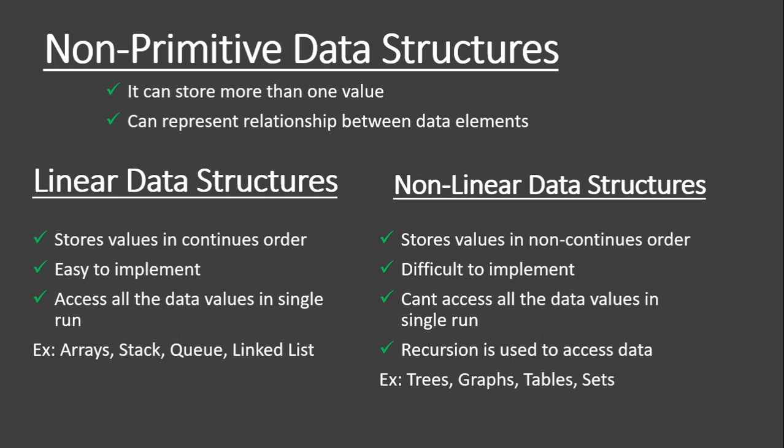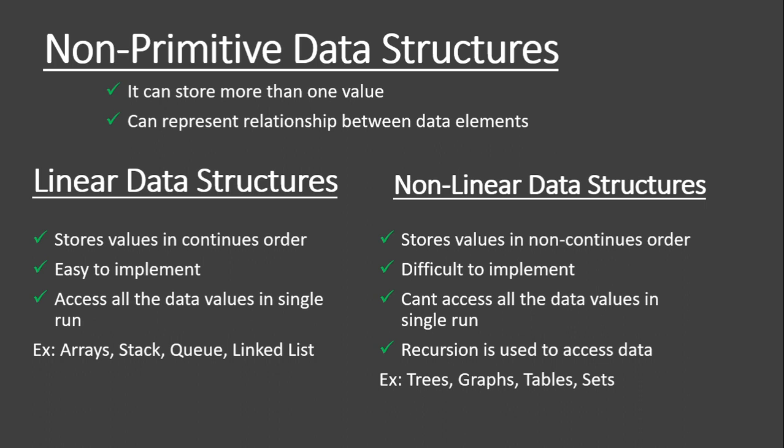And it is easy to implement linear data structures because the values are stored in a sequential fashion, which makes our work easy in implementing the data structure because it is very straightforward. Coming to non-linear data structures, here the values are not stored in a continuous fashion, so there is no particular order between the data elements and how they are stored. Because of this reason, it is difficult to implement non-linear data structures in an order.